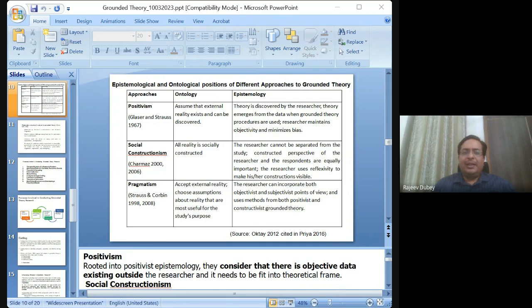Now, in this particular perspective, any social theory which is constructed in grounded theory is seen as a co-construction between the researcher and the participants. It is also dependent on time, space, and circumstances. So unlike the positivist, the social constructivist holds that it is a social construction, relative to time, space, and circumstances. And they do not deny the reflexivity of the researcher.